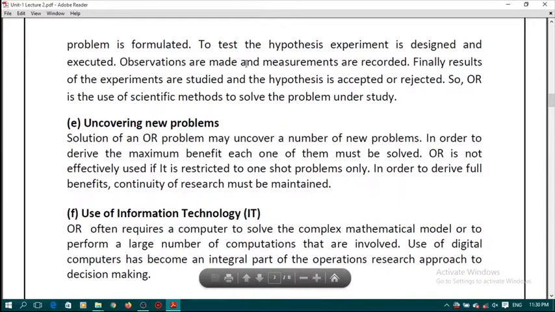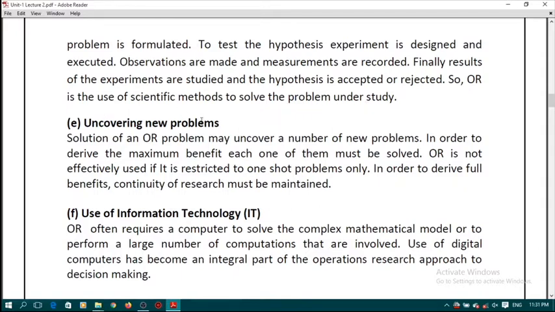To test the hypothesis, an experiment is designed and executed. Observations are made and measurements are recorded. Finally, the results of the experiments are studied and the hypothesis is accepted or rejected. So, operation research is the use of scientific methods to solve the problem under study.